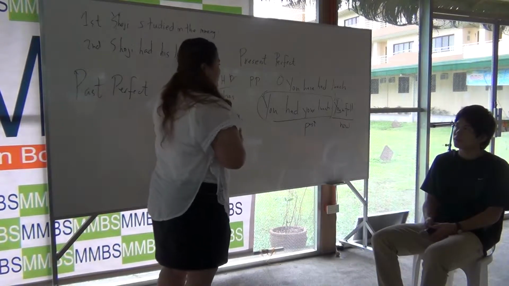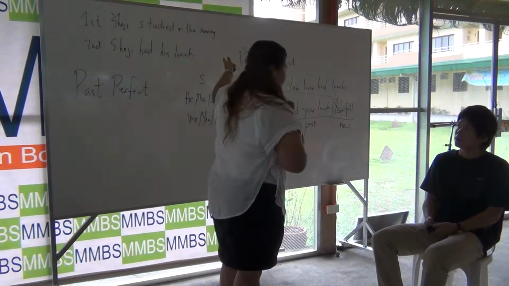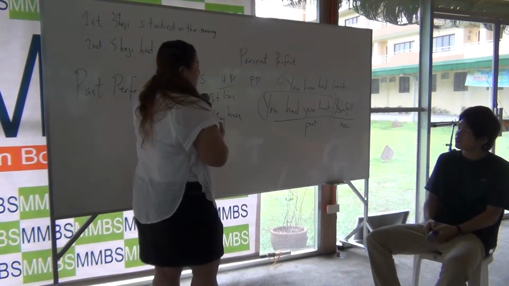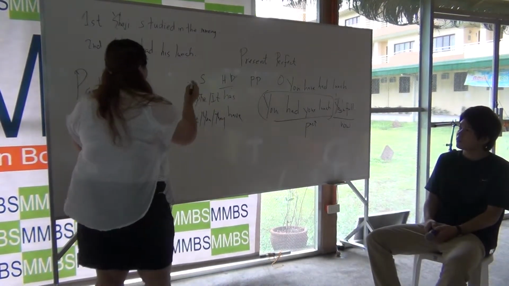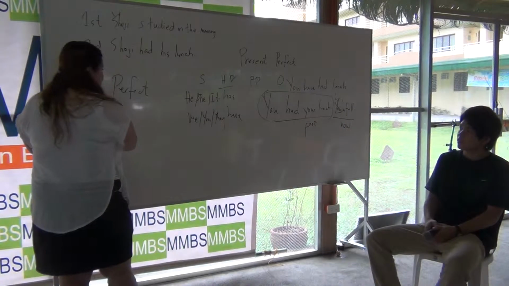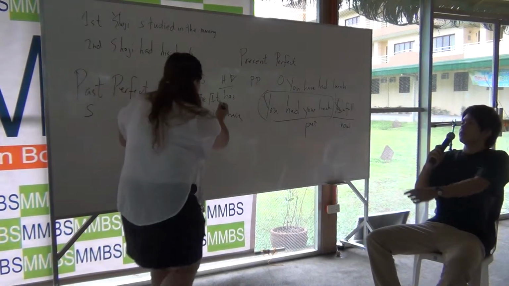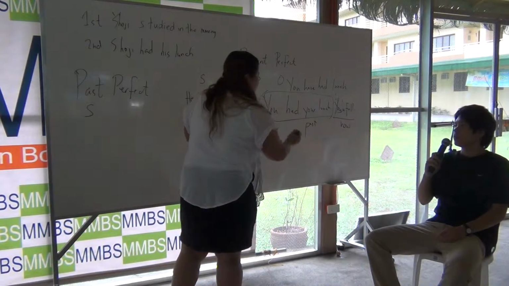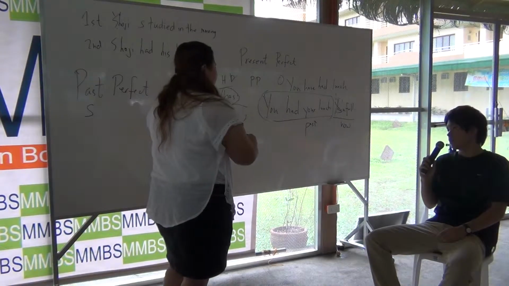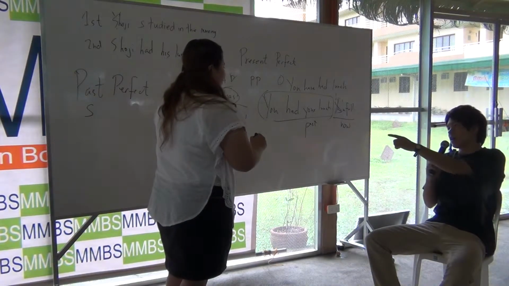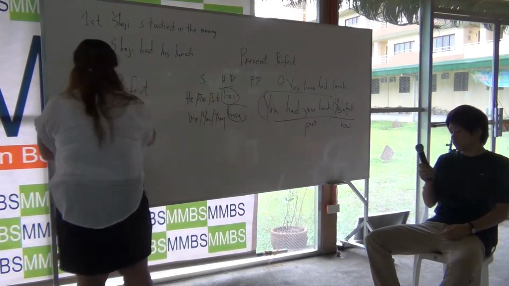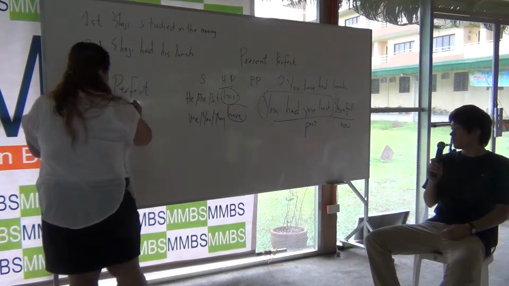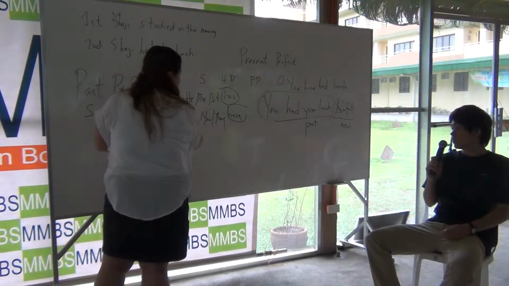So two actions happened in the past, but which one happened first? I studied in the morning. Okay, so this action happened first. So now we're going to apply the pattern. What's the pattern for past perfect, Shoji? Here we use has or have. Now this is in present tense. Could you transfer them into a past simple form? Had. So your pattern should be subject plus had plus past participle and then object.